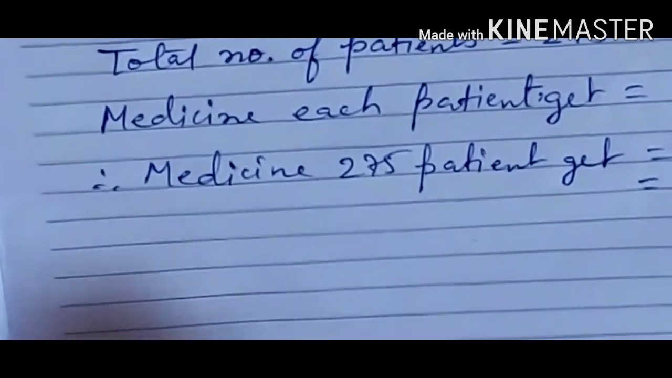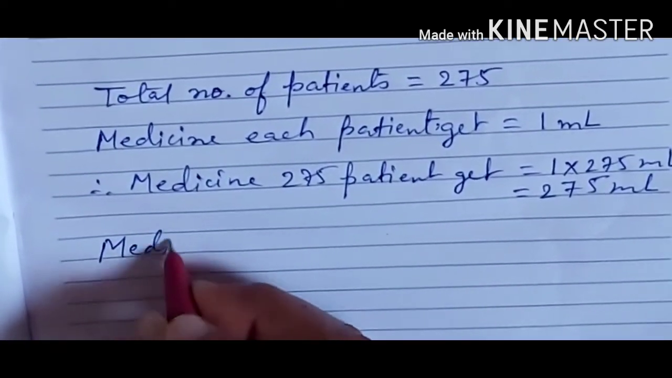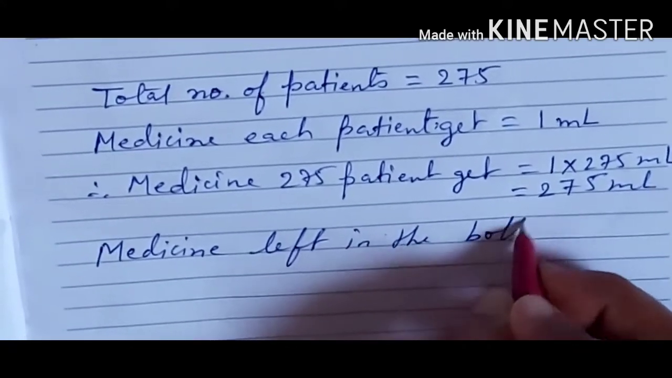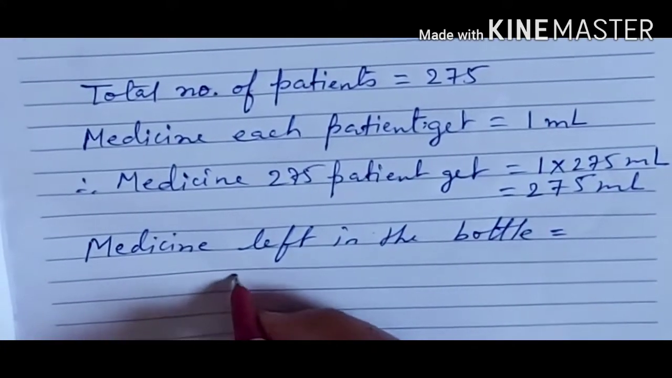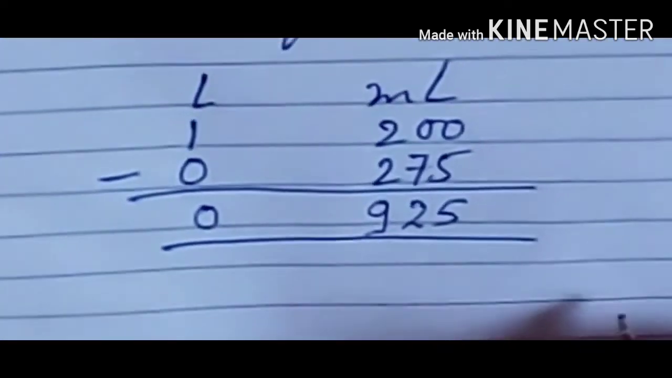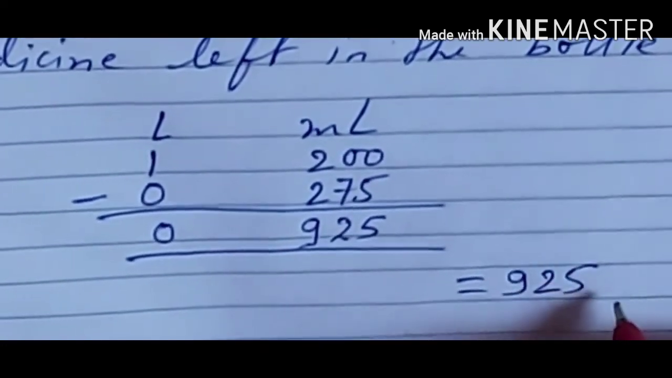Now we have to find how much medicine left. So medicine left in the bottle is equals to, we have to subtract 275 milliliter from 1 liter 200 milliliter. So the medicine left is 925 milliliter.